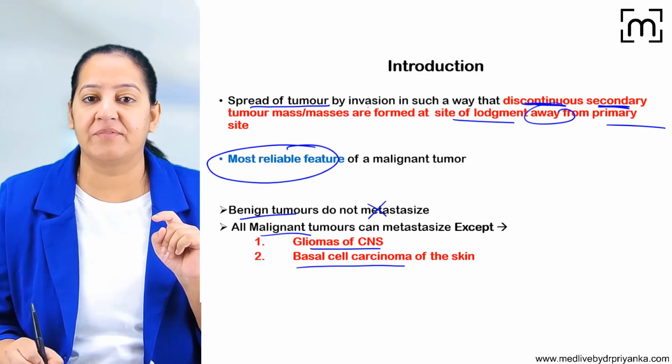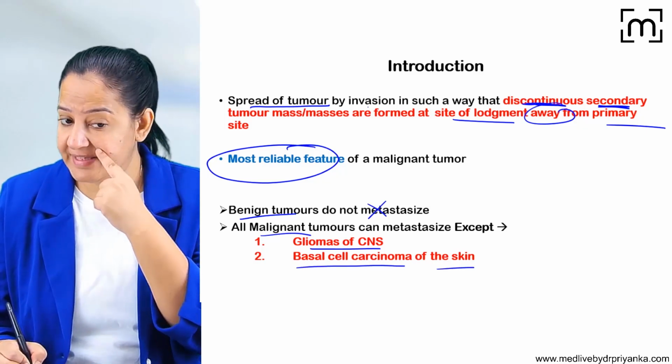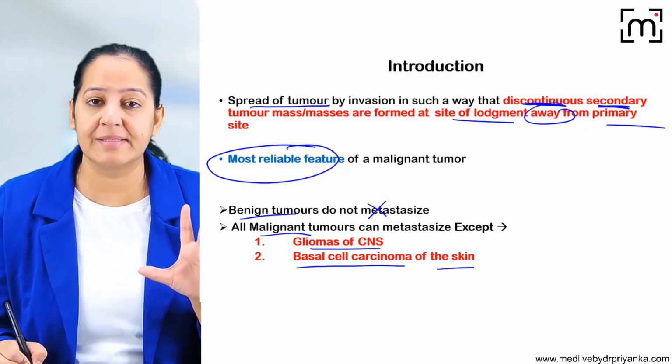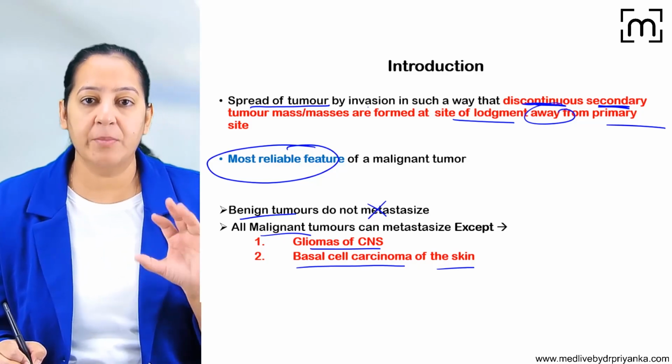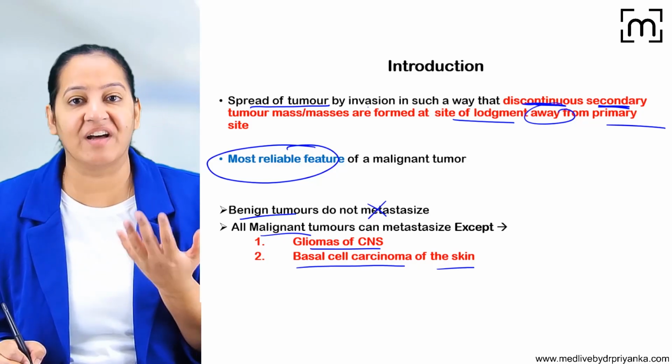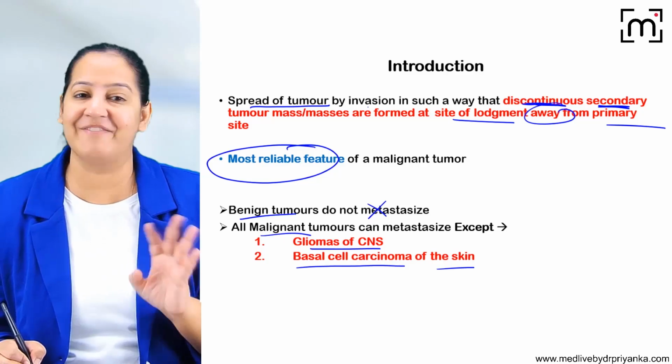And basal cell carcinoma of the skin. Usually it occurs on the face and is known as rodent ulcer. It is also a malignant tumor. Looking at the morphology, they show the features of anaplasia. They are malignant, but they never show metastasis.